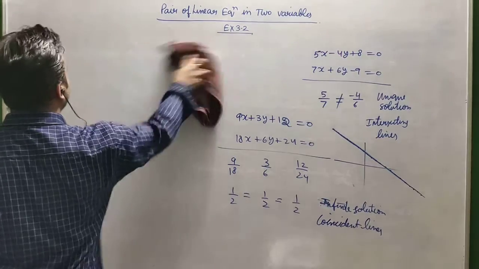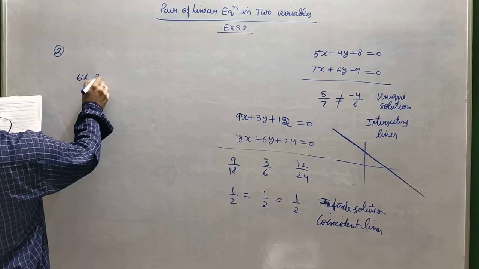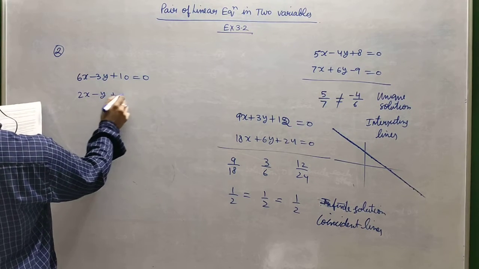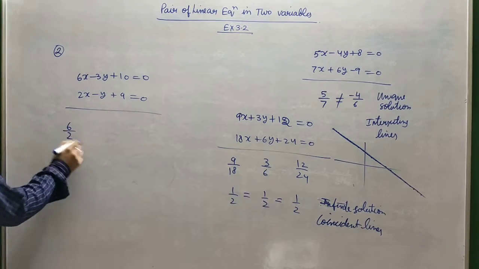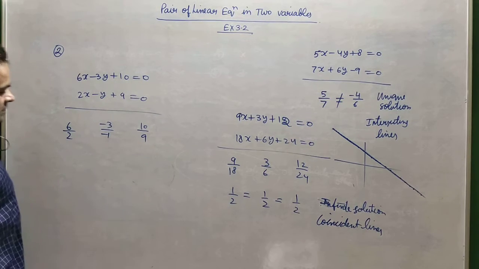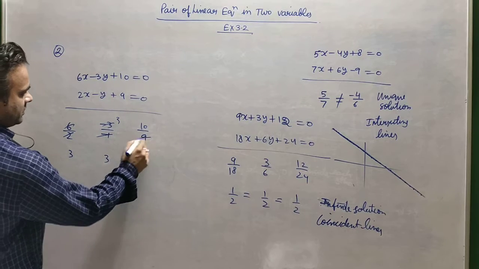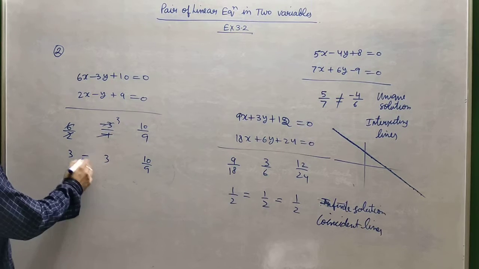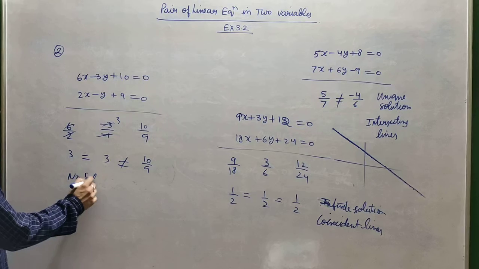This is 6x minus 3y plus 10 equal to 0, and 2x minus y plus 9 equal to 0. Now what is here? 6 upon 2 I am checking. Minus 3 upon minus 1. Take the sign also if there is a minus sign. So it will give you 3. It will give you 3. But you see that it is 10 upon 9 only. We cannot simplify it more. So it means this one is equal but this one is not equal. So it is no solution.